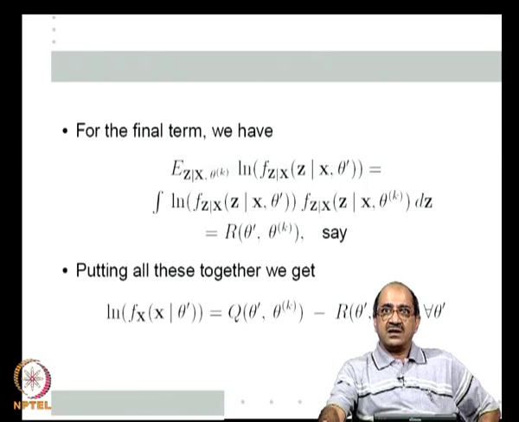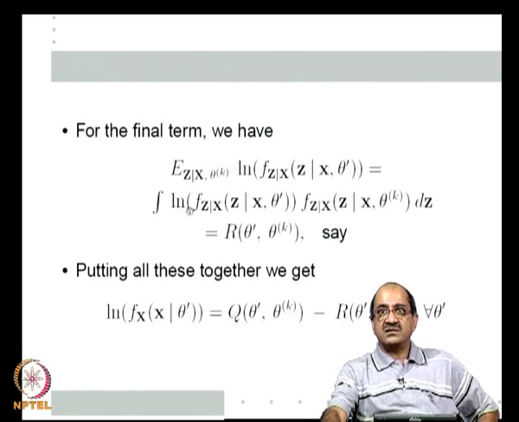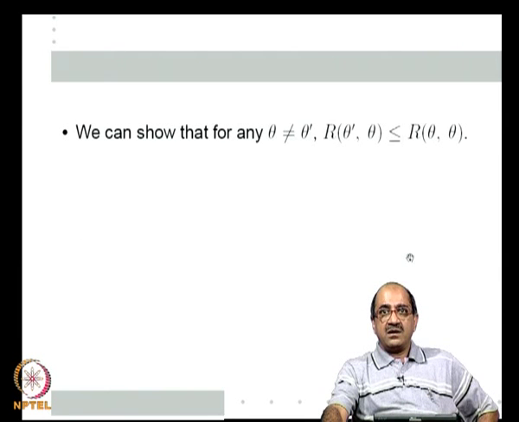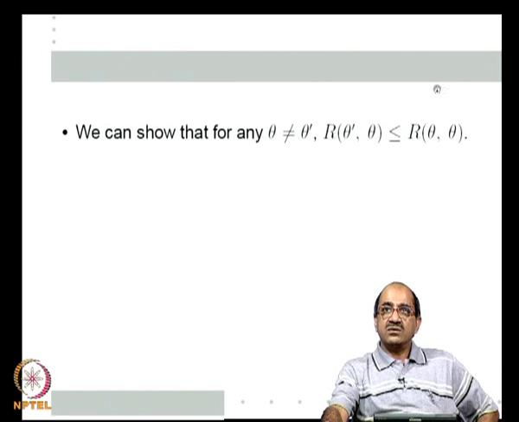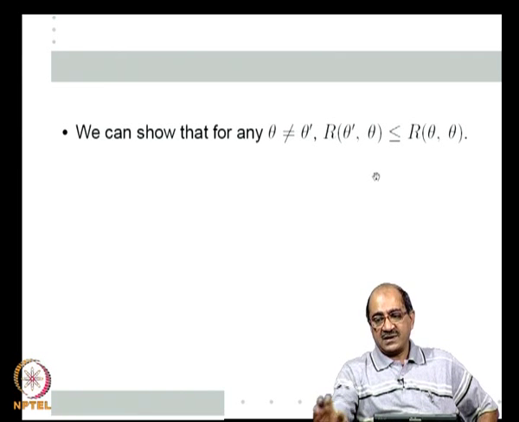Recall r(theta prime, theta), or r(theta, theta prime), is this, where if I want to write a(theta, theta prime), this will become theta and that will become theta prime. So this is r(theta, theta prime), and what we are going to show is that r will attain its maximum value if both the arguments of r are the same, compared to keeping one of the arguments the same and changing the other. So for any theta not equal to theta prime, r(theta prime, theta) is always less than or equal to r(theta, theta).